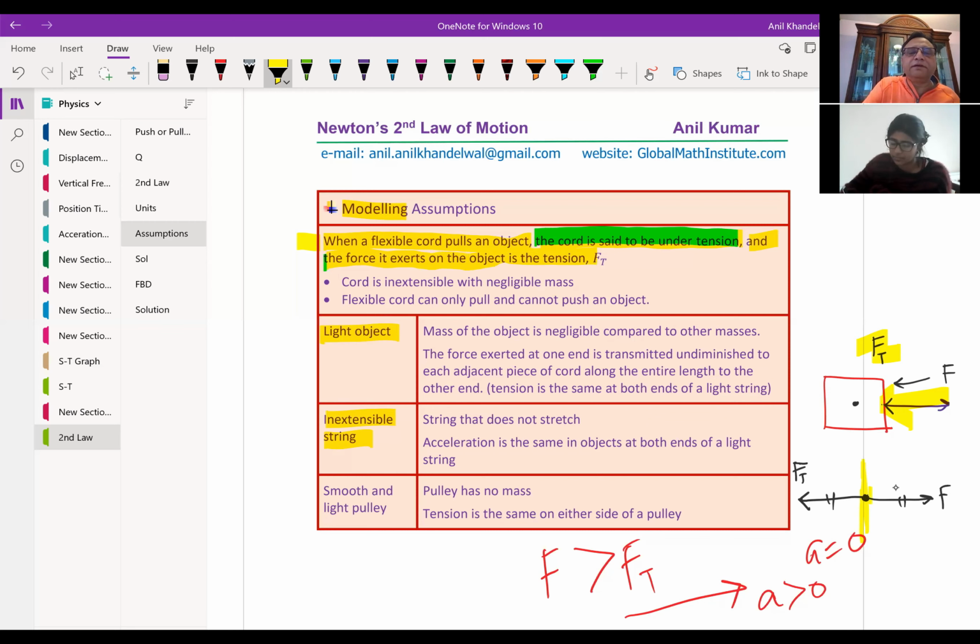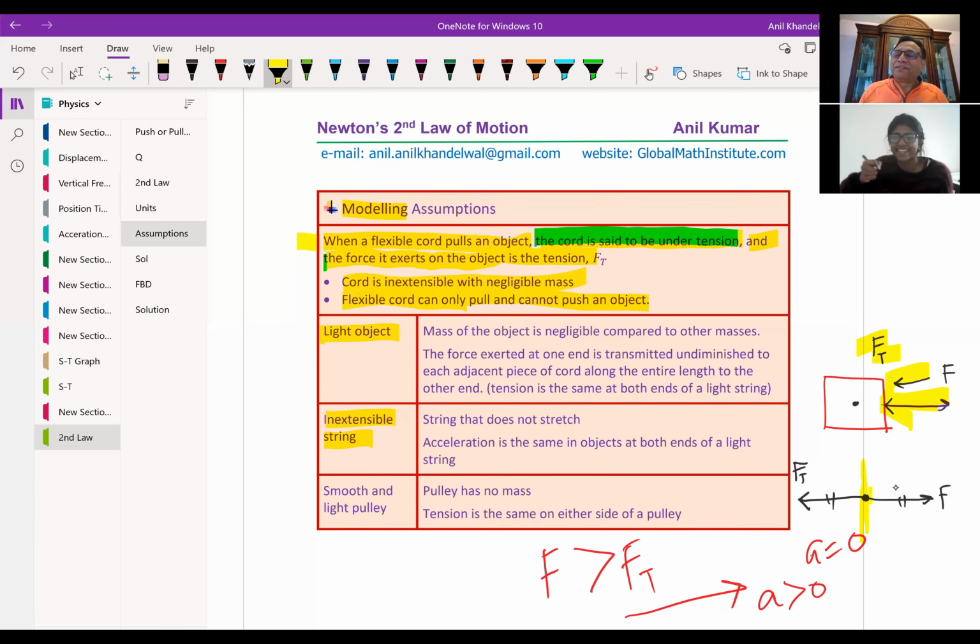The important thing here is that the cord is inextensible with negligible mass. So this cord has no mass at all, and it cannot be extended. It's like a fixed length. And a flexible cord can only pull and cannot push. So this force cannot push the object. It can only pull the object.